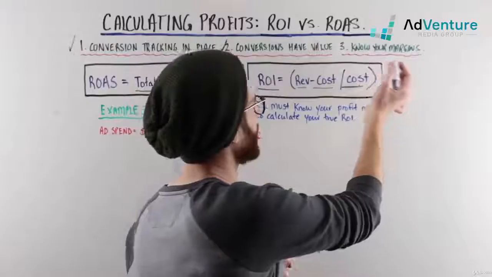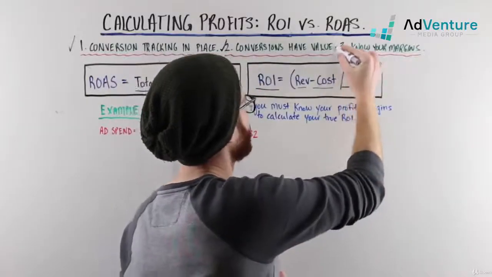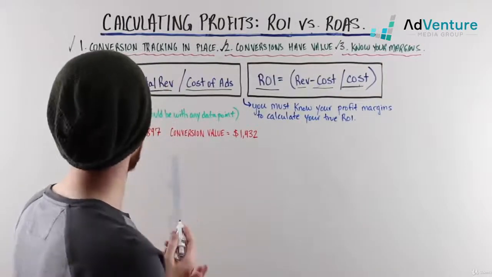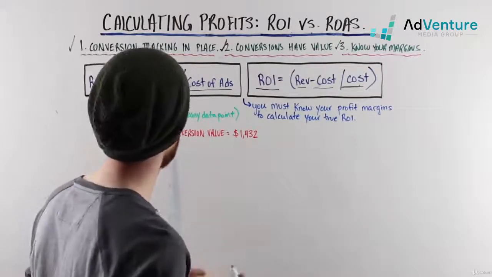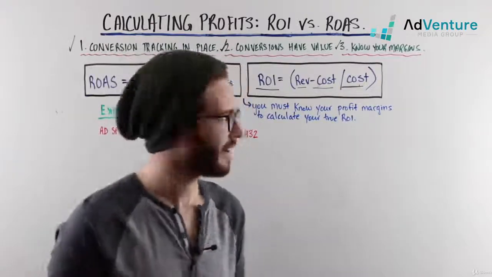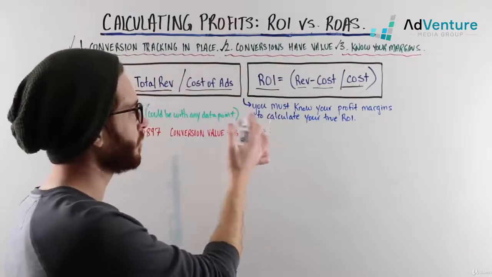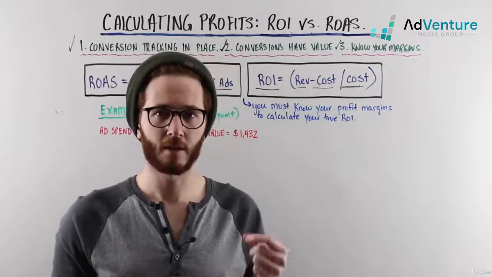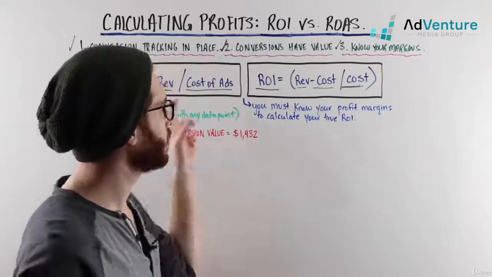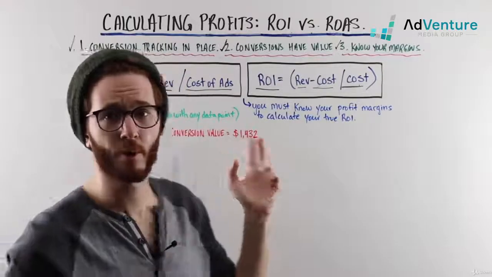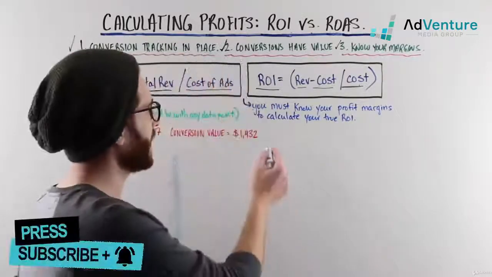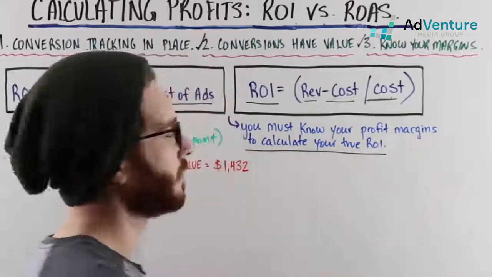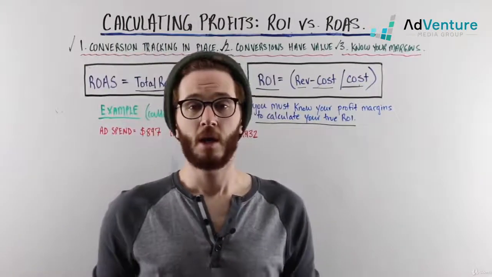And number 3, you need to know your margins, like we just said, okay? So you have 3 primary prerequisites to tracking conversions. And now we have our 2 formulas. We have ROAS, return on ad spend, which is total revenue divided by cost of advertising, and ROI, which is revenue from the advertising minus the cost of advertising divided by the cost of advertising. Okay, these are 2 formulas that are super important for you to remember. And of course, don't forget, in order to calculate ROI, you need to know your profit margins. Okay, so those are some really important things.